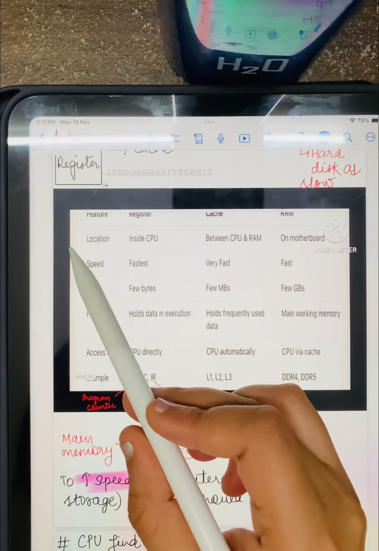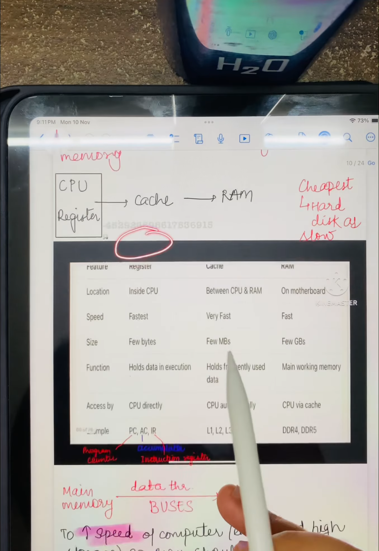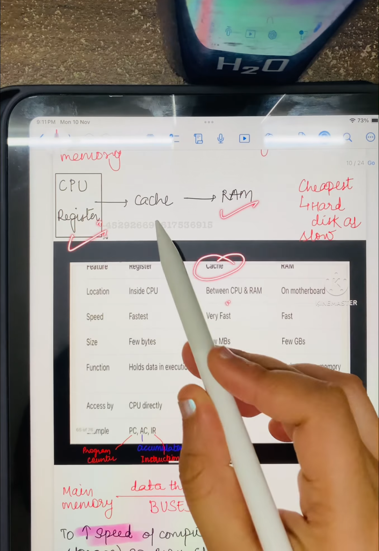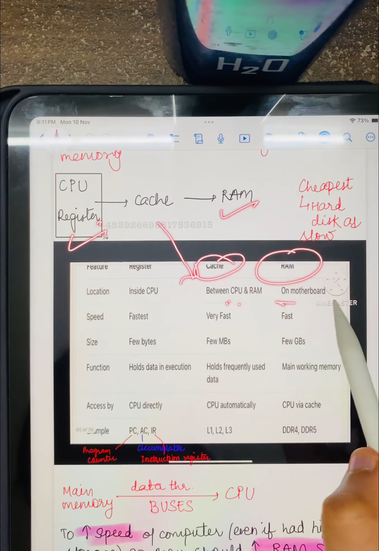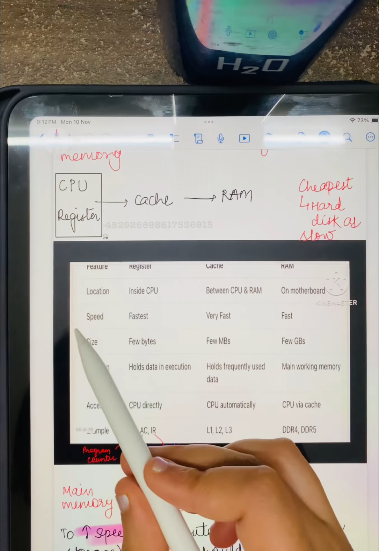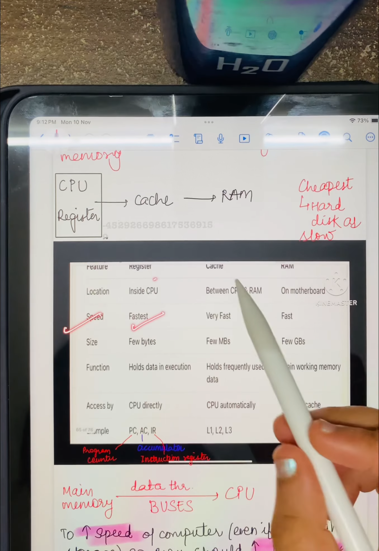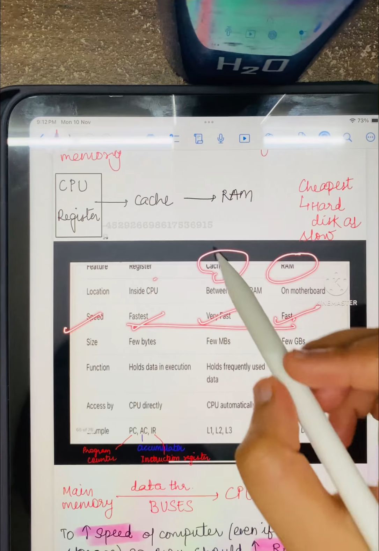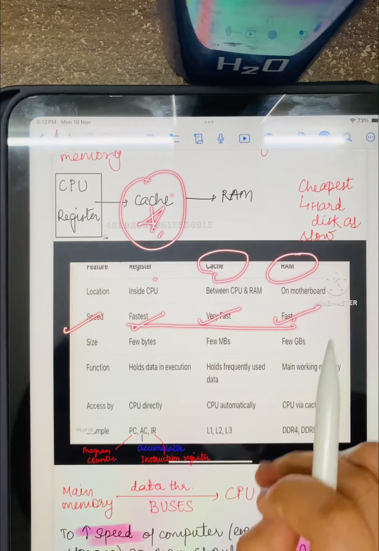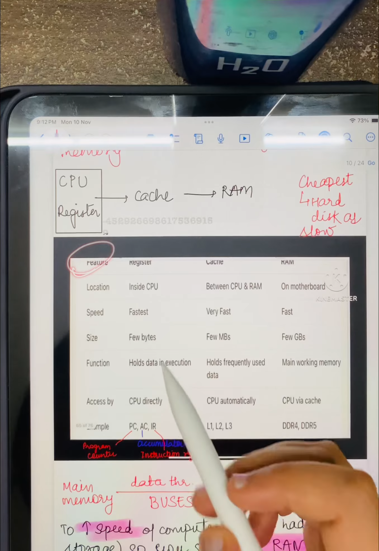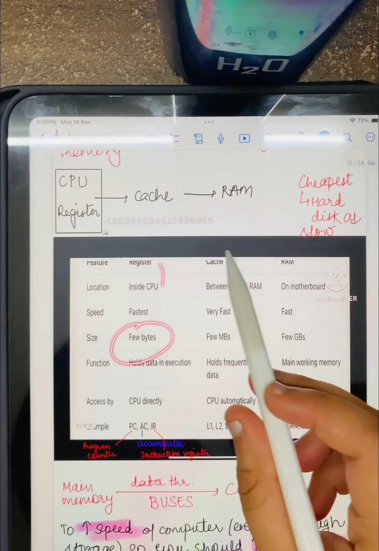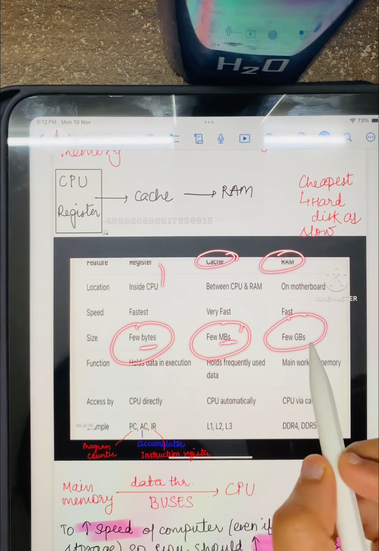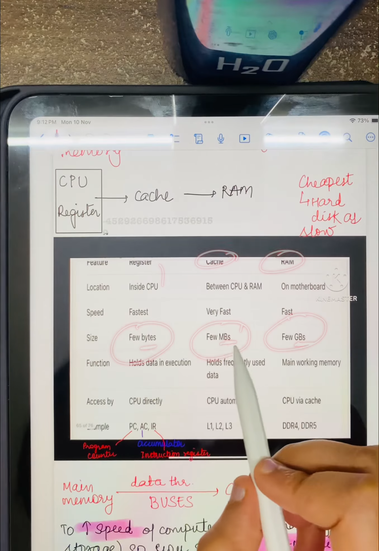Okay, features. Location: register is located inside the CPU, just as we see. Cache is between the CPU and RAM. And RAM is located on the motherboard. We learned it earlier. Speed: registers are fastest, cache is very fast, and RAM is fast. Size: registers have very few bytes, cache a few MBs, and RAM a few GBs. Remember: bytes, MBs, GBs, gigabytes, megabytes, and bytes.